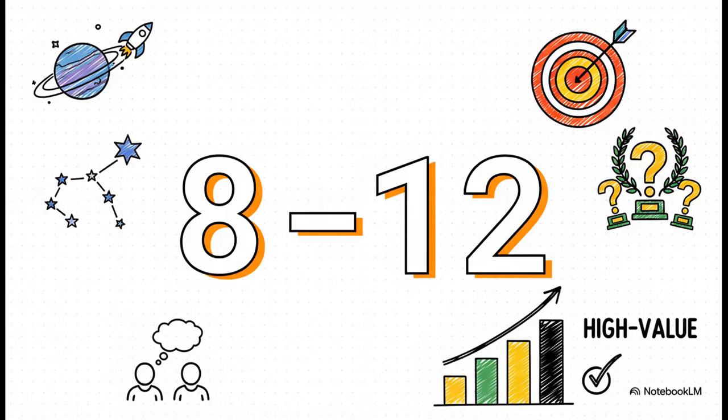So why are we zooming in on this one chapter so much? It's simple. Gravitation consistently gives you a predictable 8 to 12 marks on your exam. Think about that. That's 2, sometimes even 3 questions that are basically yours for the taking, if you have the right strategy. This isn't just another chapter, it's a high-value target for getting a top score.